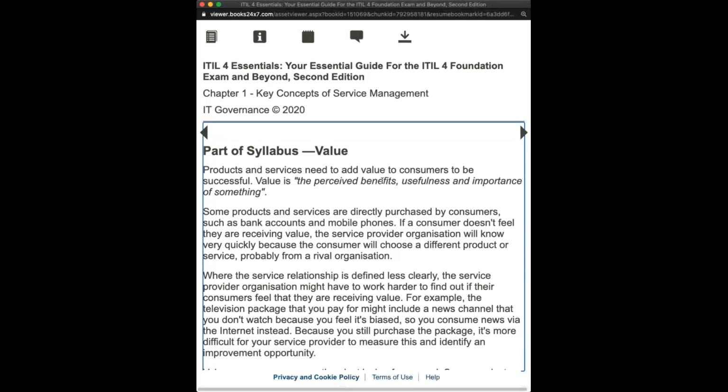Okay, so value. Organizations or companies either provide products or services, right? And those products and services need to add value to the consumers, right? Or else why did we buy them in the first place, right? Value is the perceived benefits, usefulness, and importance of something, right?